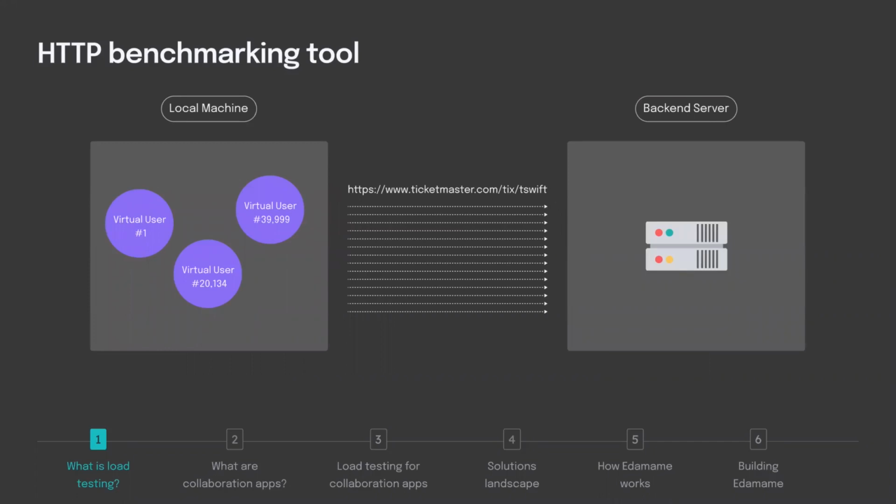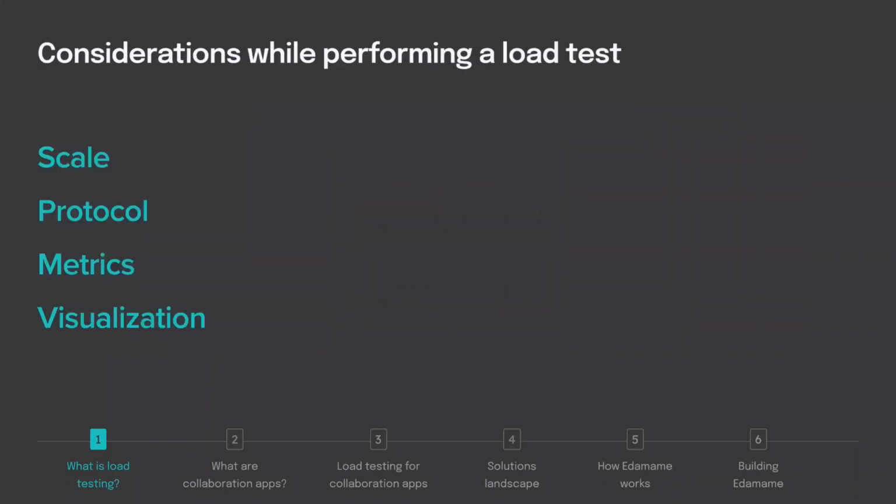One simple way to conduct a load test is to use an HTTP benchmarking tool. And what this means is that developers will use a tool to consecutively send a lot of HTTP requests to a specific backend server endpoint to mimic large volumes of traffic. And this seems pretty straightforward, but there actually can be a lot more considerations involved when conducting a load test. Specifically, developers may want to consider the scale of the test, the protocol or protocols involved in the test, what metrics they're collecting, and how they're visualizing those metrics. And there are other considerations too that developers may want to think about, but these are the main ones in scope that we are going to look at more closely now.